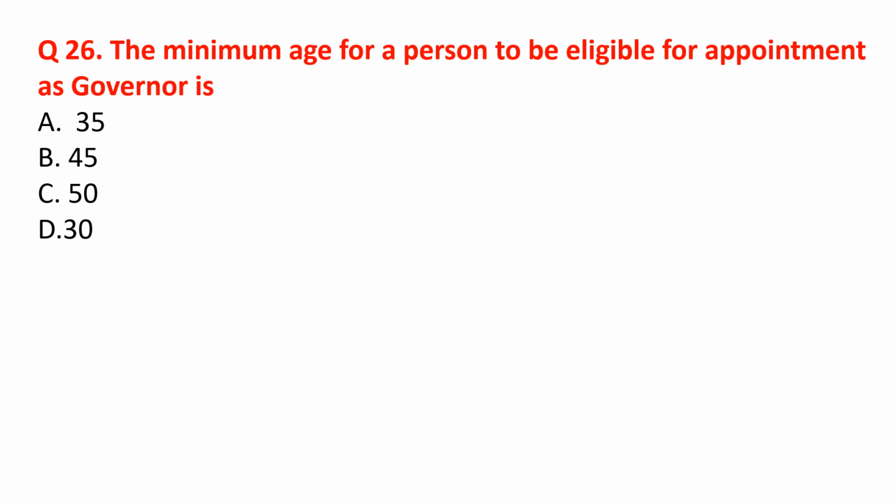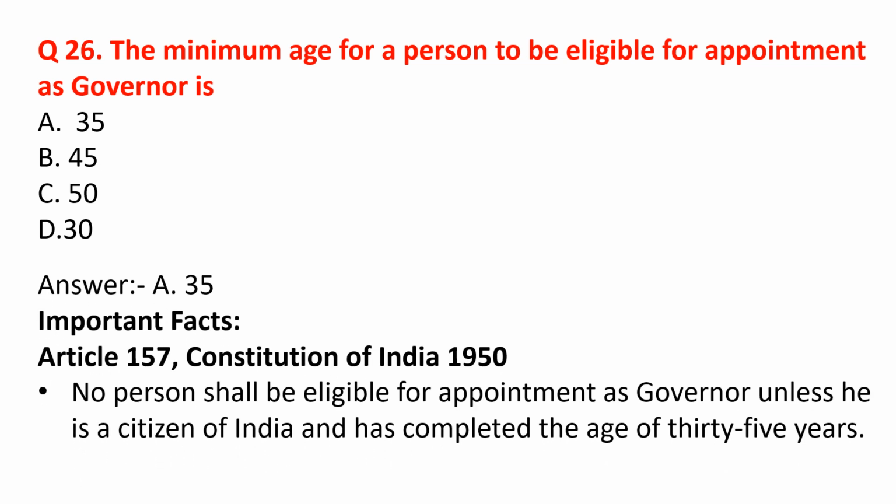The minimum age for a person to be eligible for appointment as governor is 35 years. This is the same as the President of India. According to Article 157 of the Constitution of India, no person shall be eligible for appointment as governor unless he is a citizen of India and has completed the age of 35 years.